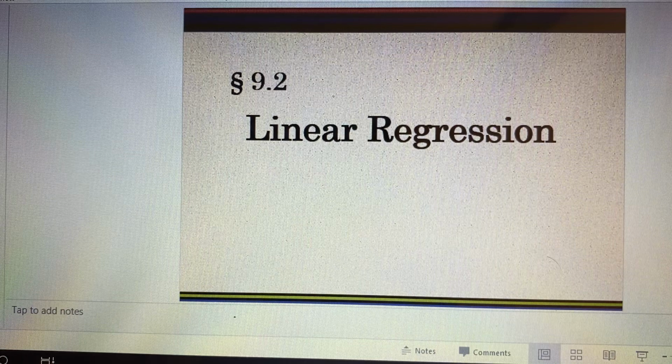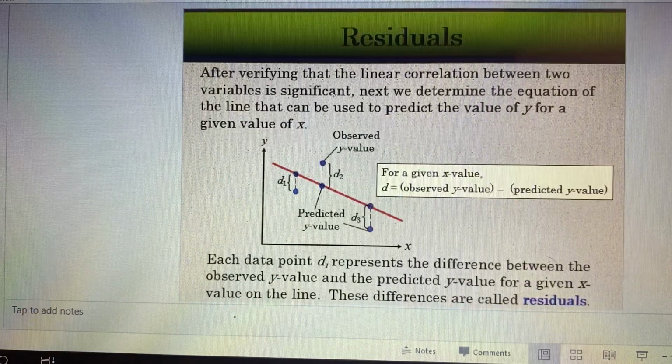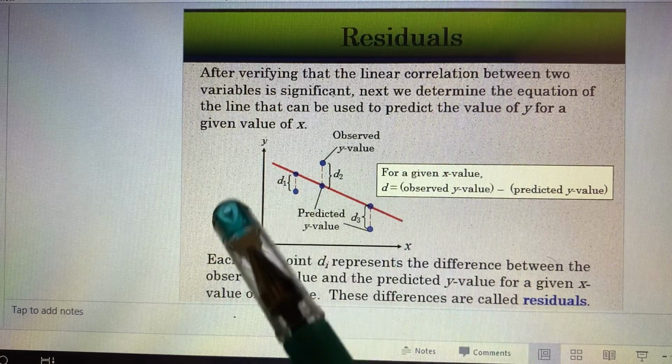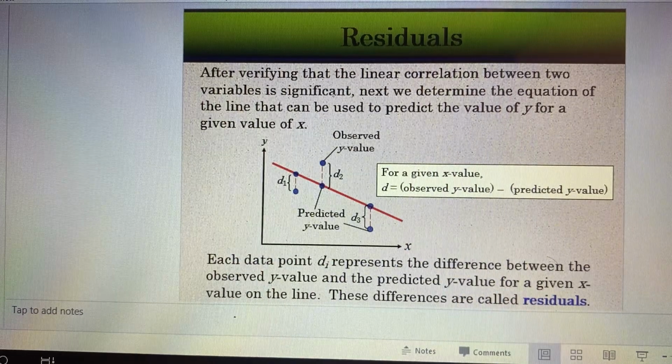Today, we are going to talk about linear regression, section 9.2. We're looking at a graph where we have multiple points plotted, and we need to find the line that goes the best through those points. So this slide is talking about residuals.